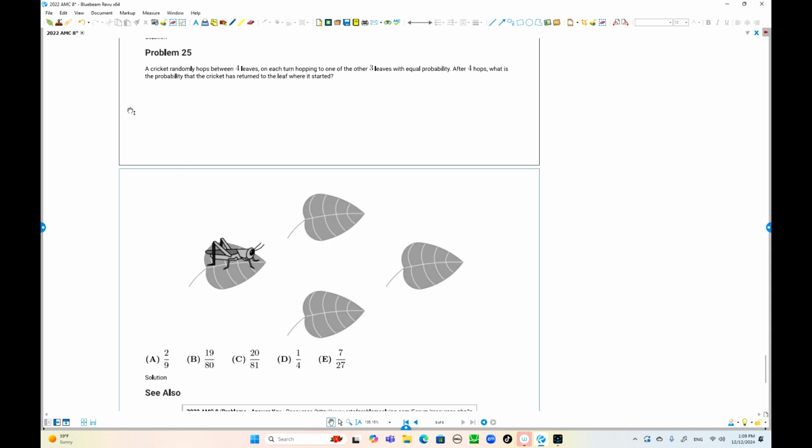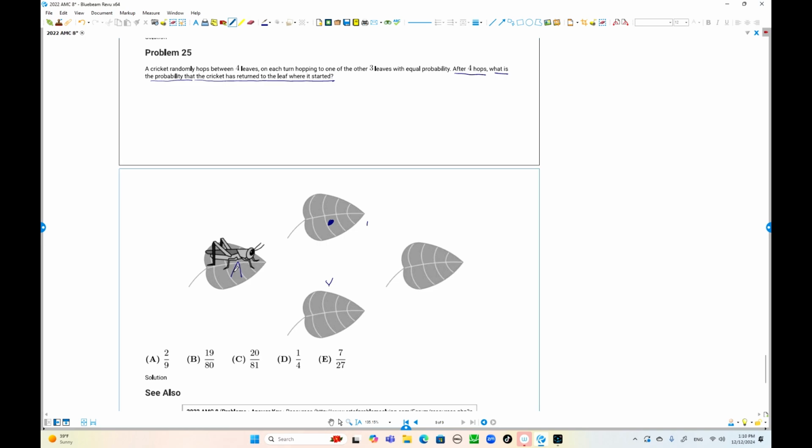A cricket randomly hops between 4 leaves, on each turn hopping to one of the other 3 leaves with equal probability. Okay, that means what? You start from here, you can go this way or this way or this way. Same probability, 1/3, 1/3, 1/3. If we have the cricket over here, also I can go here, here, here, 1/3 again, right? That's the probability. So after 4 hops, what is the probability that the cricket has returned to the leaf where it started?